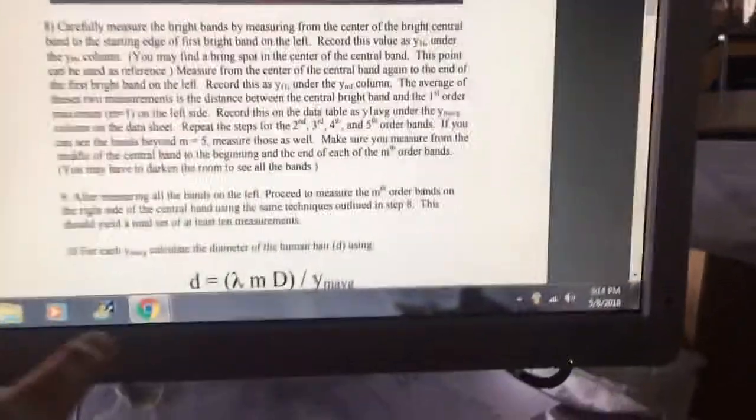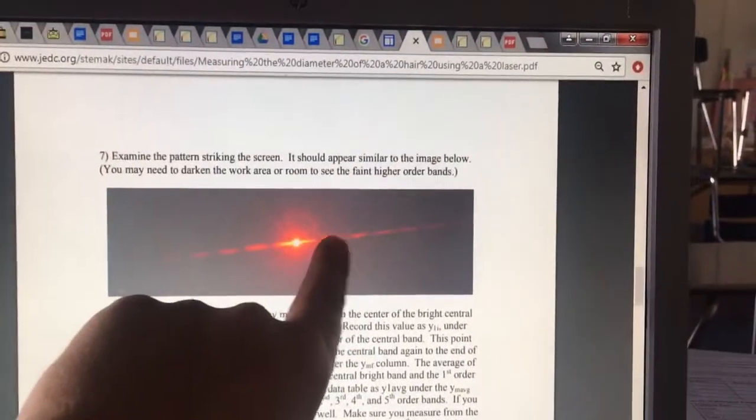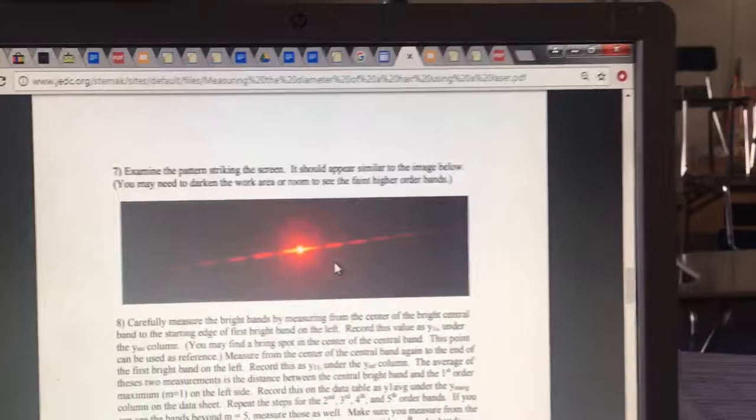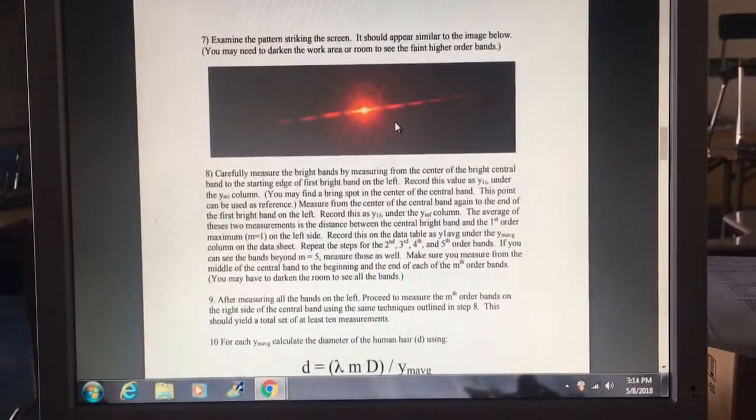Hello students. Okay, so this is your recap for how to use this equation right here when measuring each of the fringe locations here on our hair diameter lab.